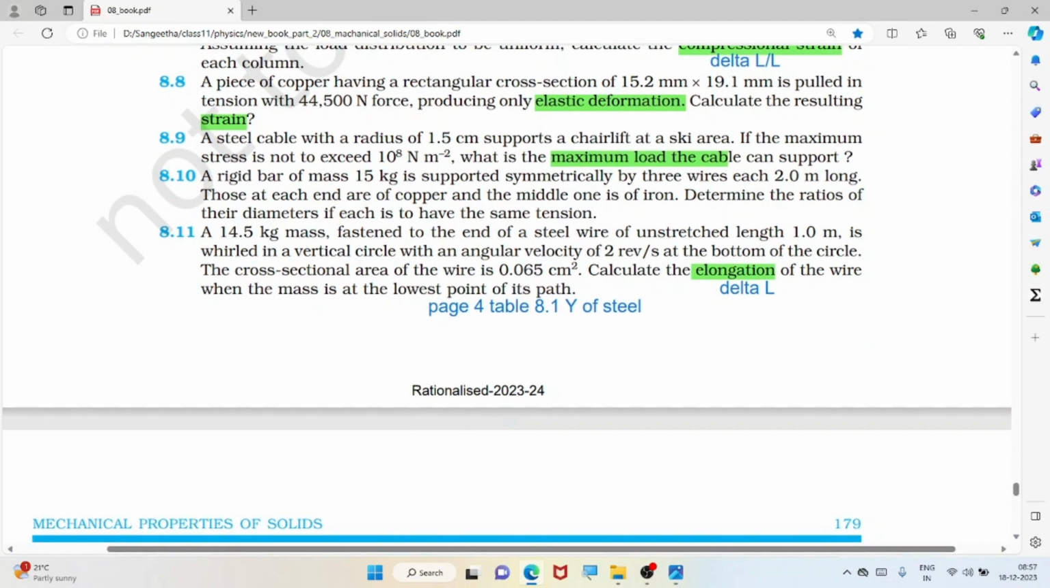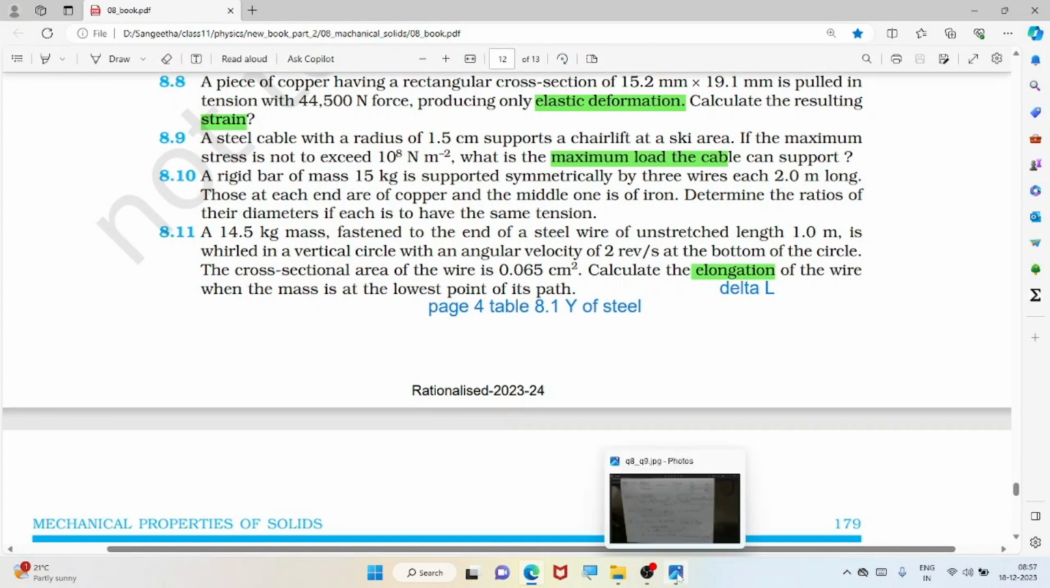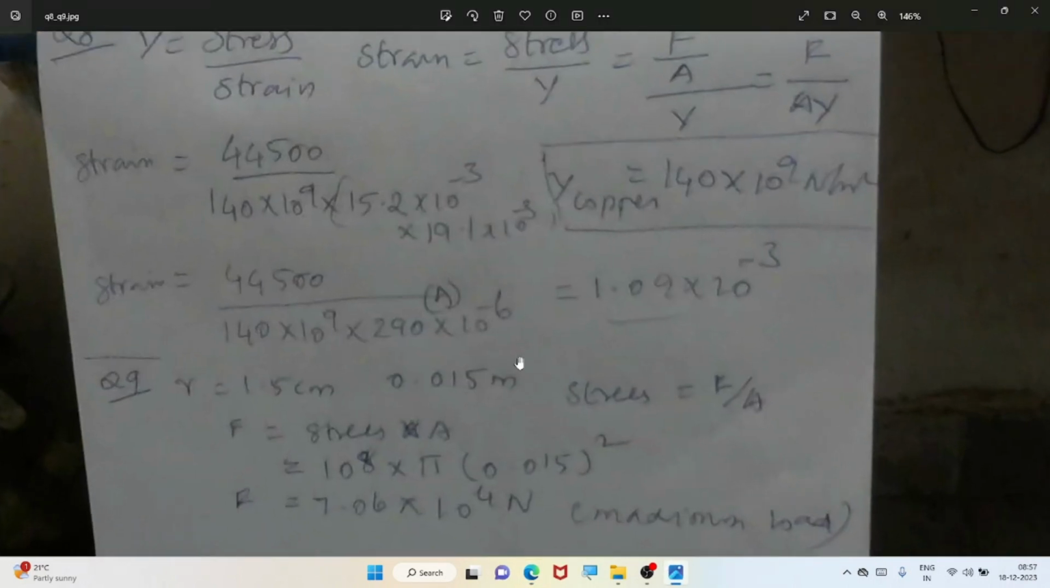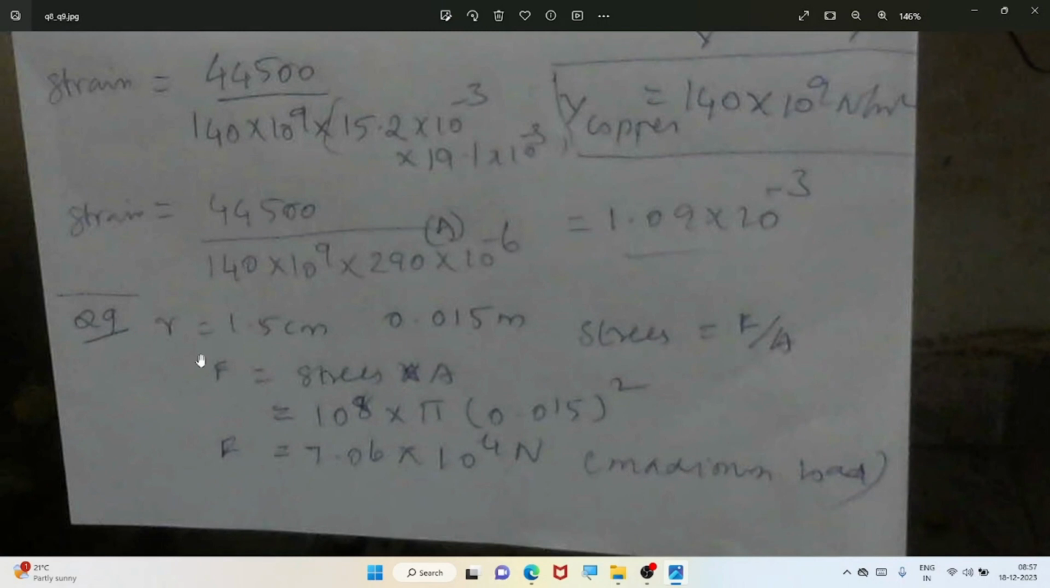A steel cable of this radius supports a maximum stress, so as not to exceed this much. What is the maximum load? See, radius in meters, stress is force by area. So the maximum load force is equal to stress into area. Pi r square is the area. So this is the maximum load.